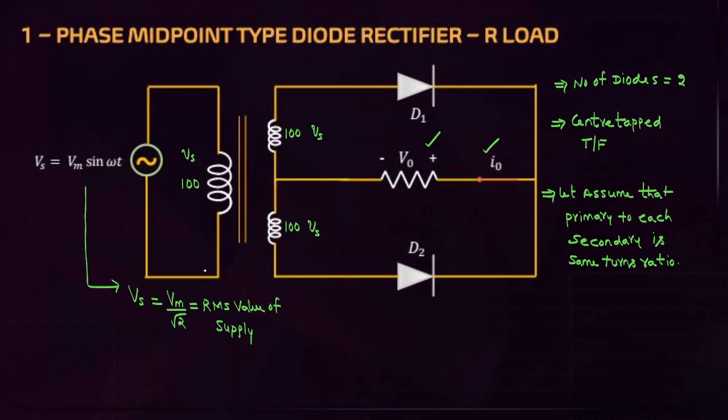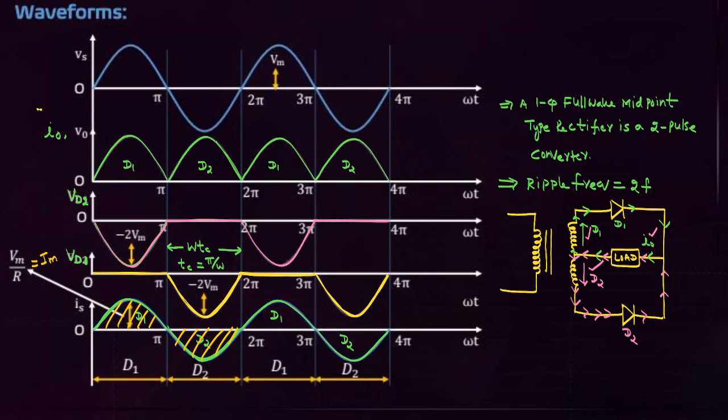This is the configuration of the single phase midpoint type diode rectifier using R load. This is the center tapped transformer type. Then these are the waveforms. How many pulses per cycle are we getting? Two pulses per cycle. That's why it is called a 2 pulse converter, whose ripple frequency is 2f. Ripple frequency 2f. Then what is the source current waveform we are getting? For R load, the source current waveform is sinusoidal.